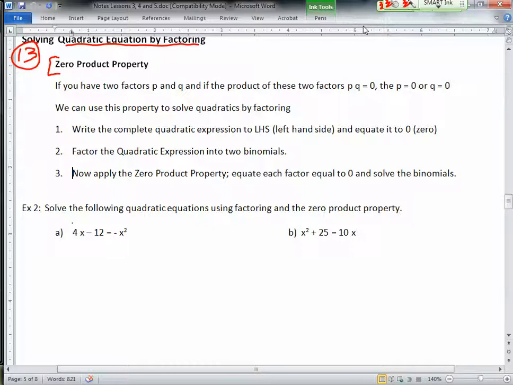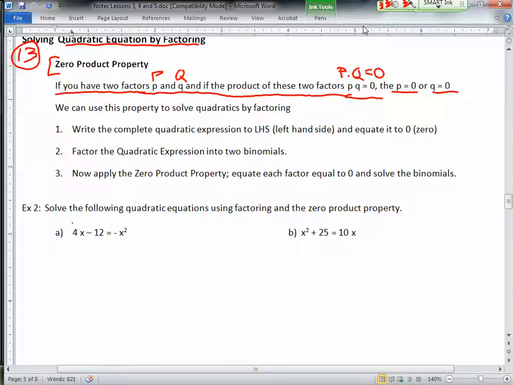So here's the deal. If you have two factors, let's just call them P and Q, and if the product of these two factors, P times Q, equals 0, then you know that either P is equal to 0 or Q is equal to 0. Do you guys agree?